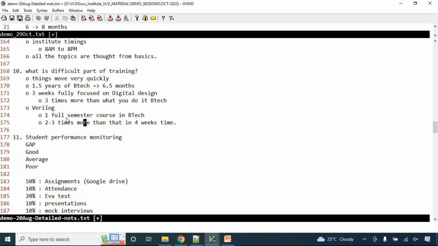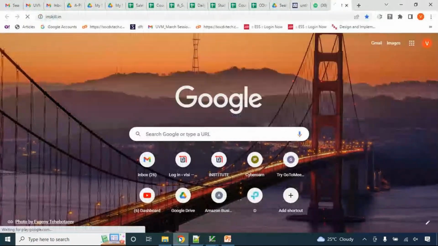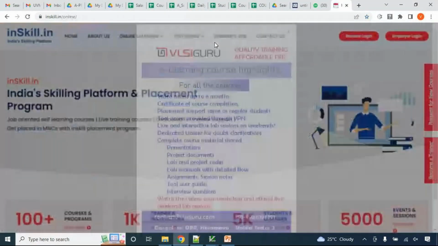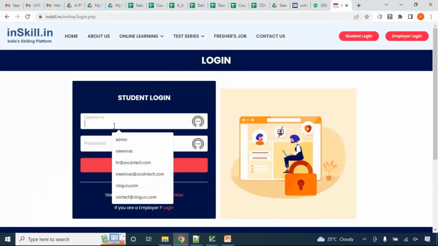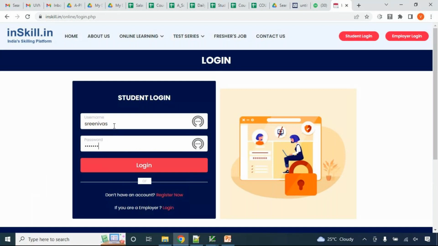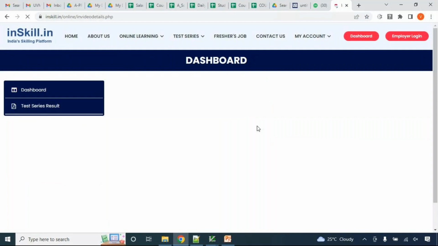Okay. Now, how do we do the student performance monitoring? In any educational institution, performance monitoring is important, and how do we address the gaps? We have assignments for every course. Assignments will be available in our e-learning portal, inskill.in. Once you log in, let's say I go to Verilog, there will be assignments.